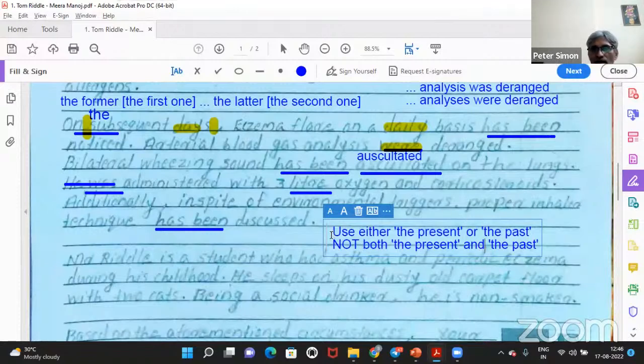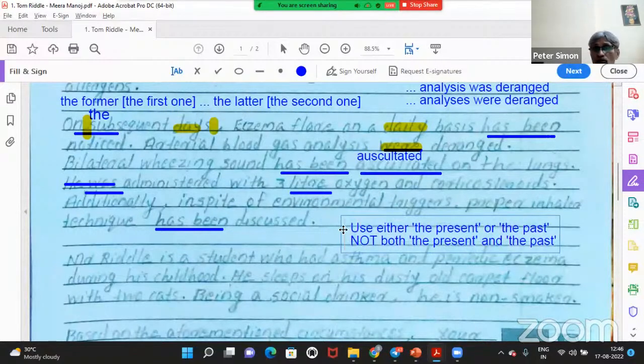There's a big negative factor, because we mess up with tense itself. So use any one tense.